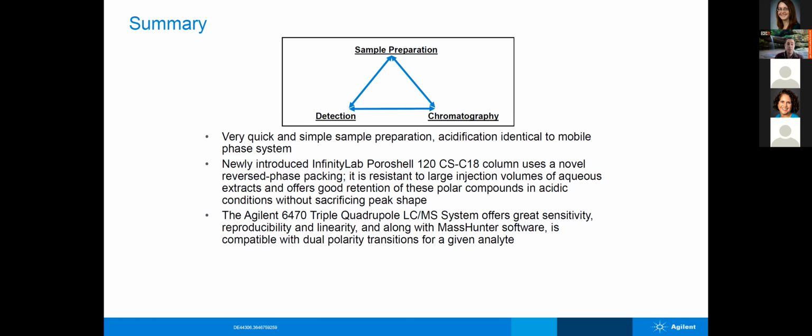We saw in our 6470, we have great sensitivity. The reproducibility and linearity is great as well. And the MassHunter software is compatible with dual polarity transitions for a given analyte. So I didn't show the transitions here, but some of them are actually in positive and some of them are negative, sometimes for the same compound, just to show that we can do that and still be quite sensitive, as some of the quantifiers versus qualifiers are more sensitive in positive versus negative.